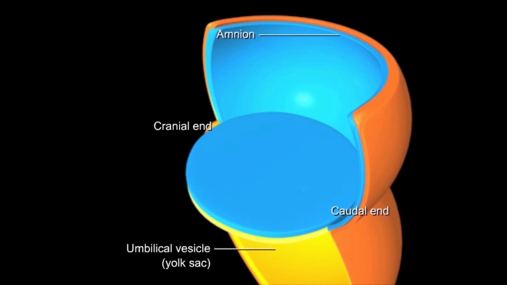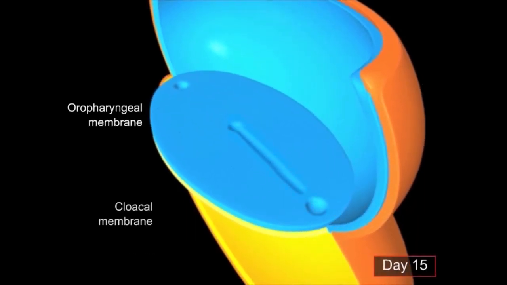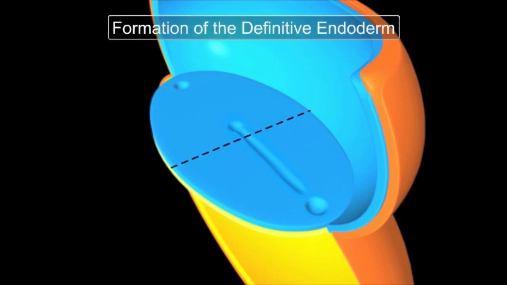Let's look at the surface of the epiblast, which shows the location of the oropharyngeal membrane and the cloacal membrane. By the end of the second week, the primitive streak, a thickened band of epiblast cells, appears in the caudal portion of the embryonic disc.